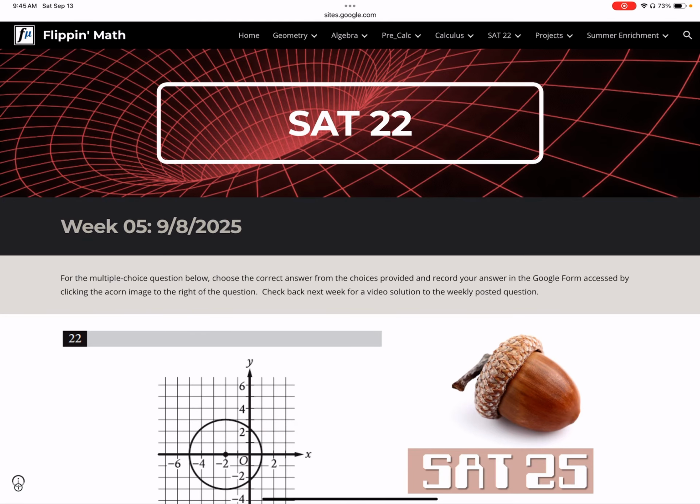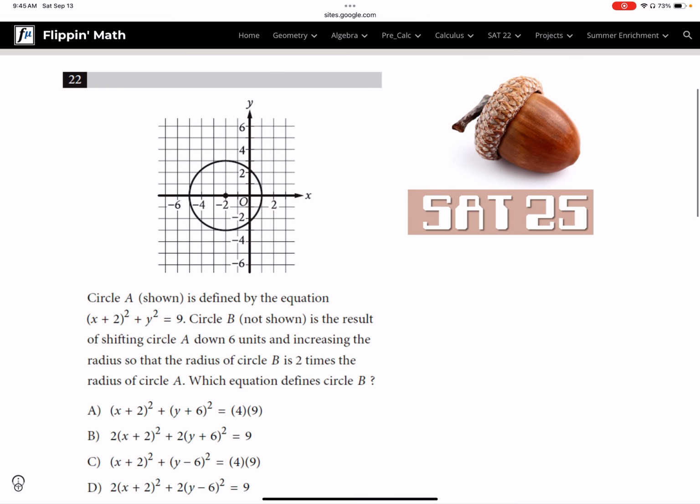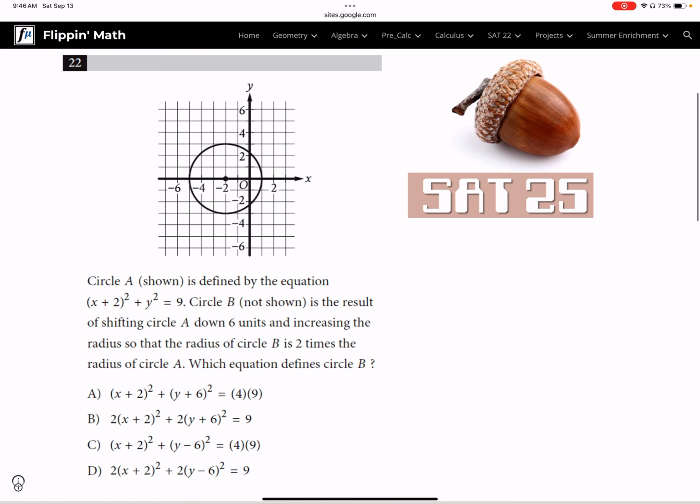Here we are, week 5, SAT 22, with a multiple choice question concerning circles. Circle A shown is defined by the equation (x + 2)² + y² = 9. Circle B, not shown, is the result of shifting circle A down 6 units and increasing the radius so that the radius of circle B is 2 times the radius of circle A. Which equation defines circle B?